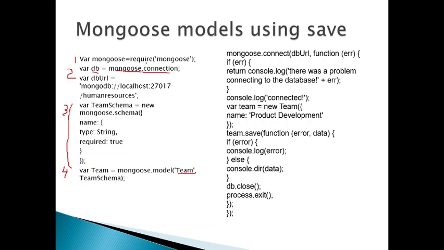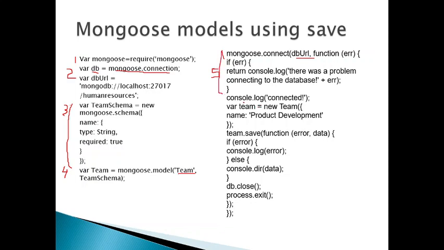So we have created four steps. The first step is requiring the module. Second step, defining the URL. Third step, defining the schema. Fourth step, defining the model. But we still have not connected the database. After that, we are connecting to the database. We are passing this DB URL, which we have defined here, to mongoose.connect. If there is an error, it will print out the error. Else, that means the database has been connected. So the connection to the database is our fifth step, which we have done here.